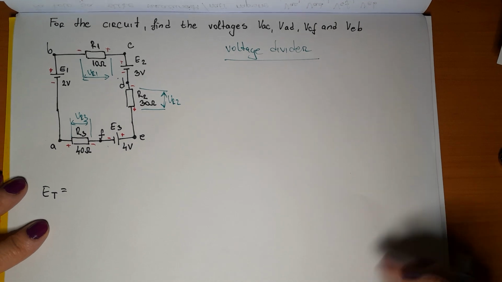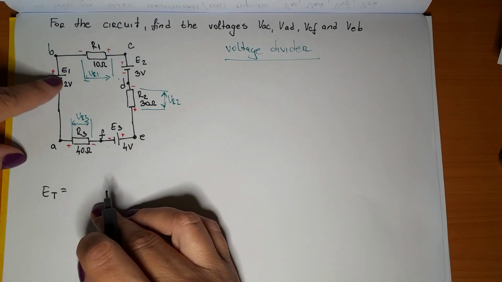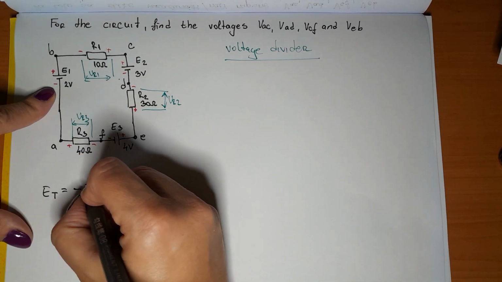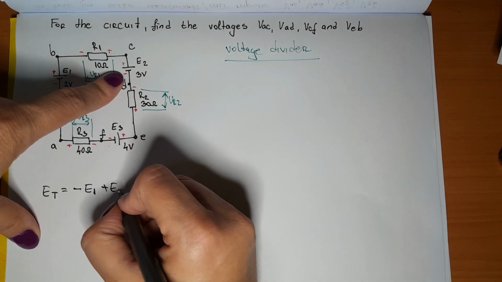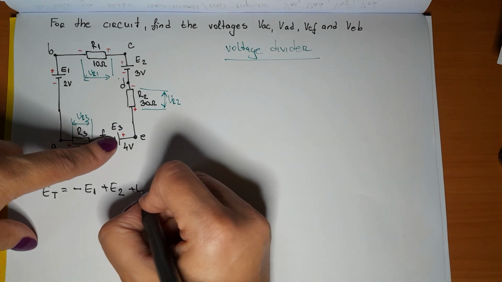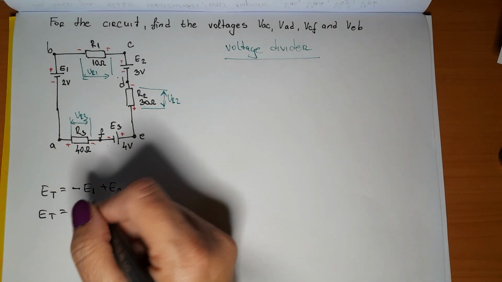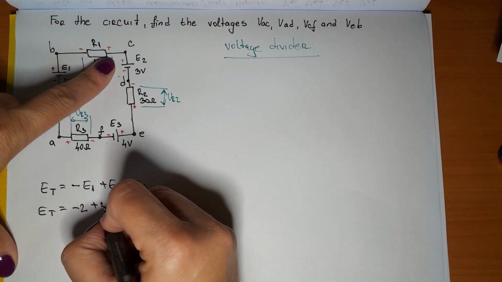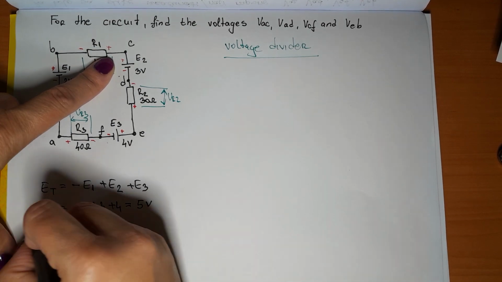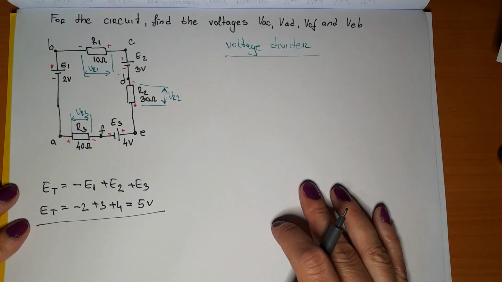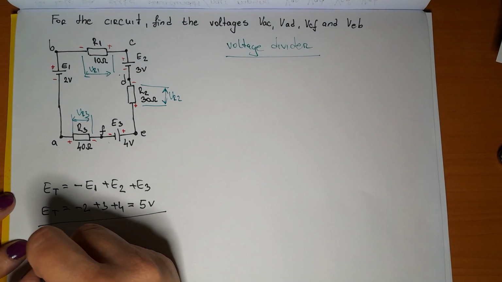All right, so we use the rule that we already learned. So we have here minus E1 plus E2 and plus E3. Okay, so that will be minus 2 plus 3 plus 4, and that will be 5 volts.